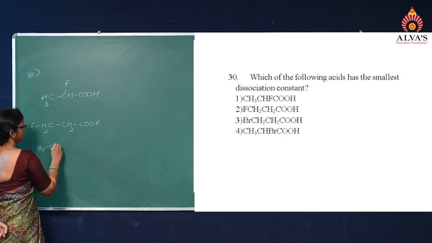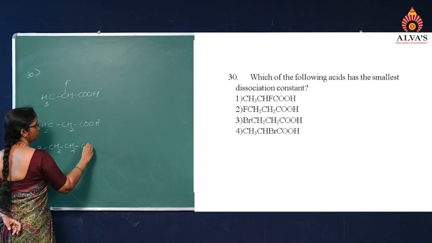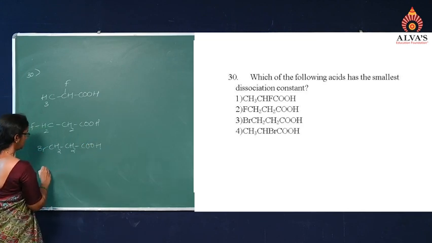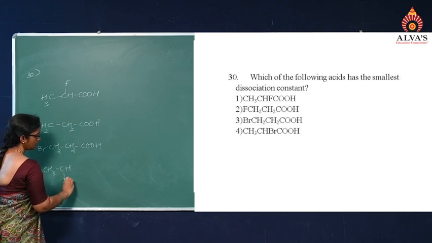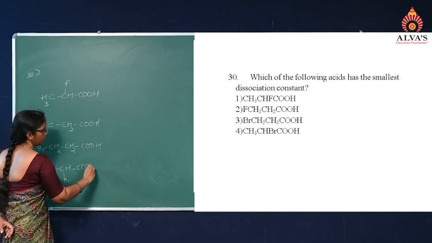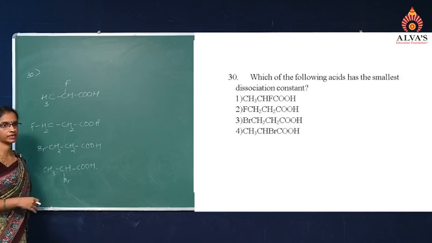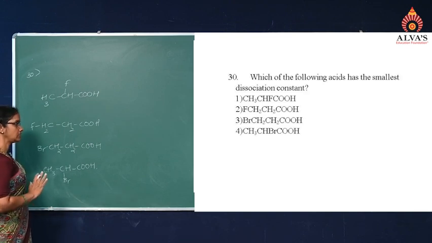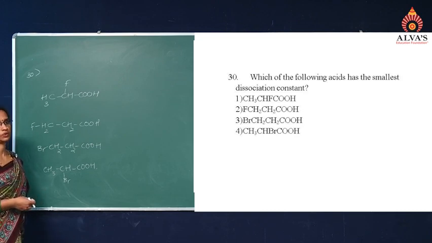Br, CH2, CH2, COOH, and CH3, CH, Br, COOH. Now, since all the four acids have same number of carbon atoms, their acidity is determined by the substituent group present on the acid and the distance of the substituent group from the COOH group.